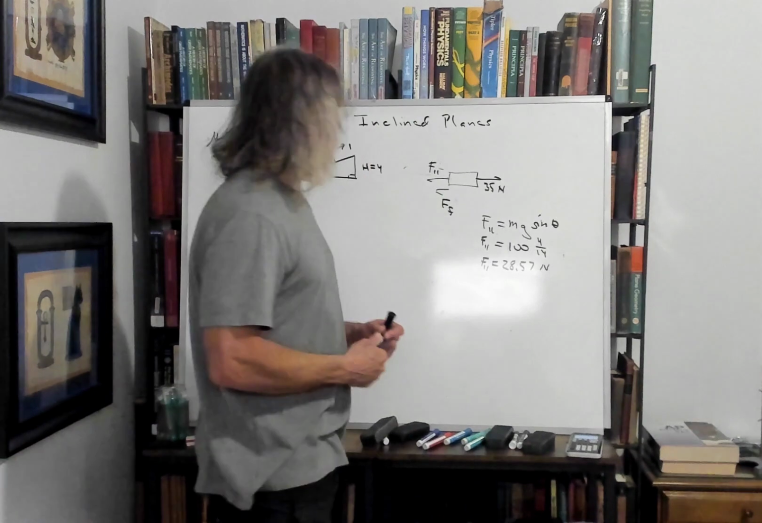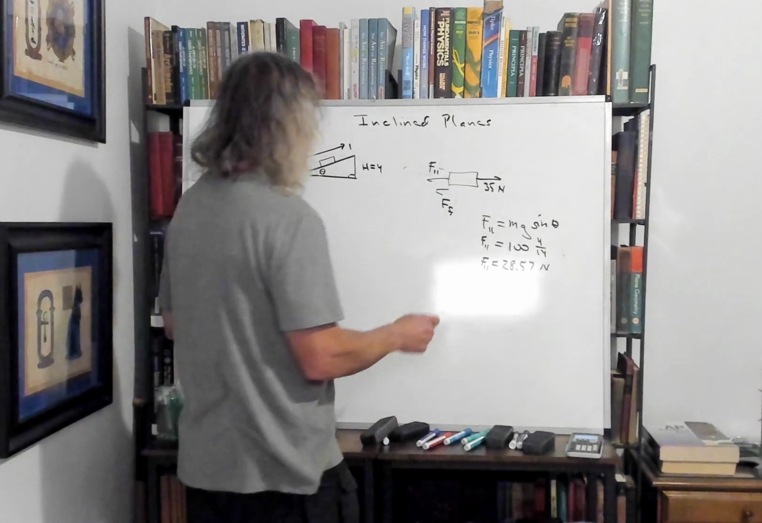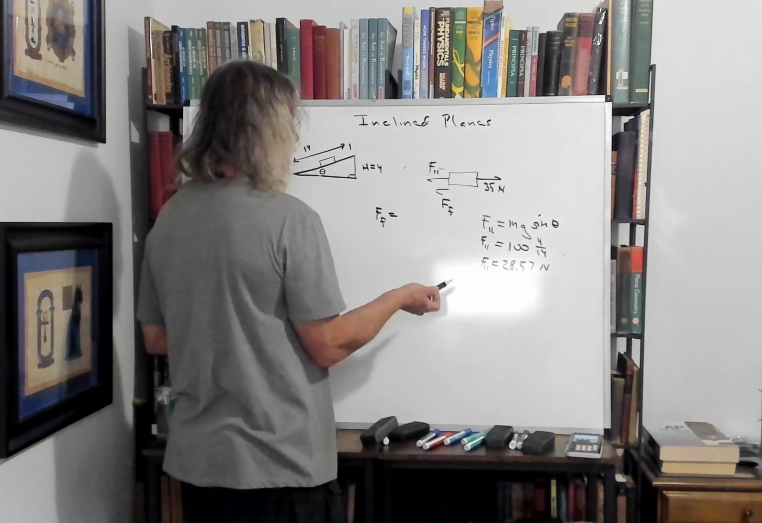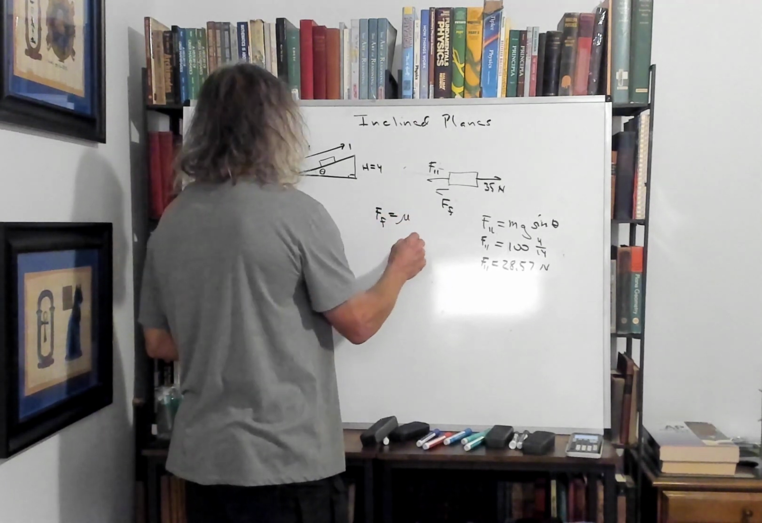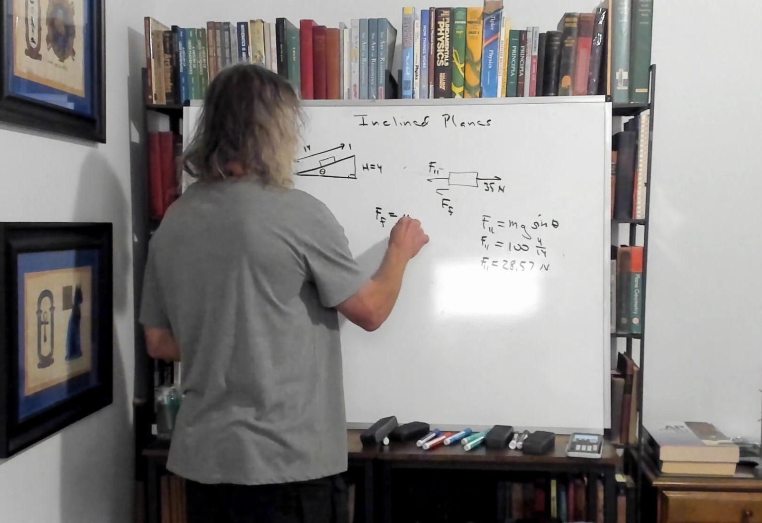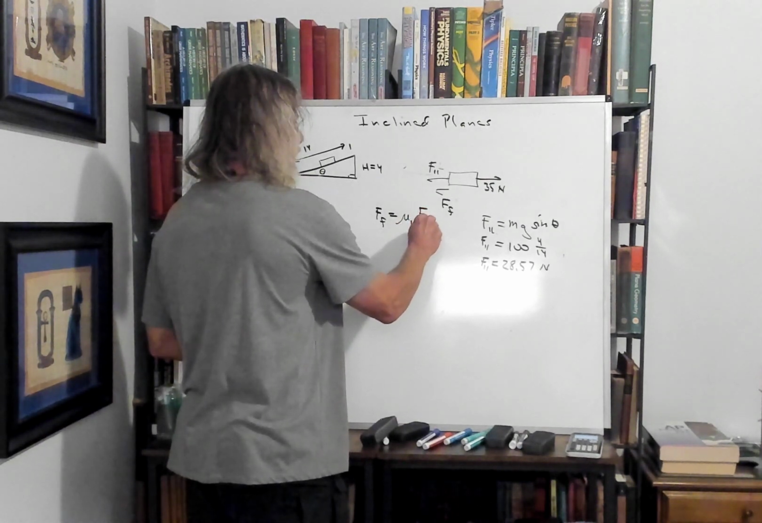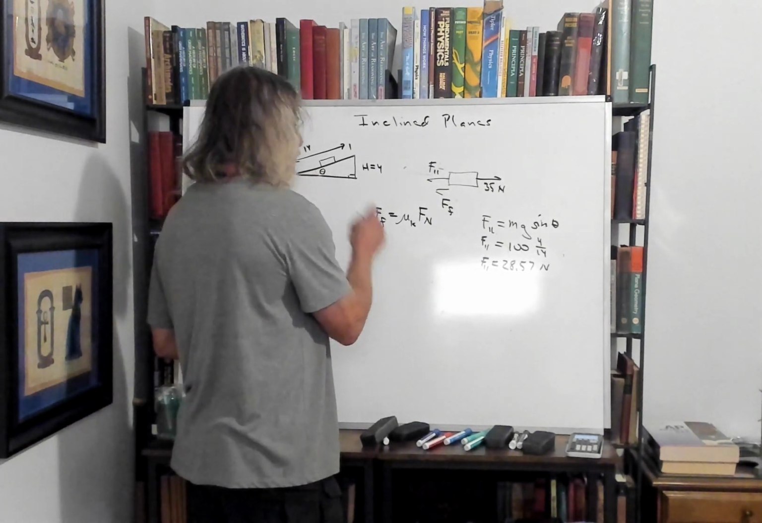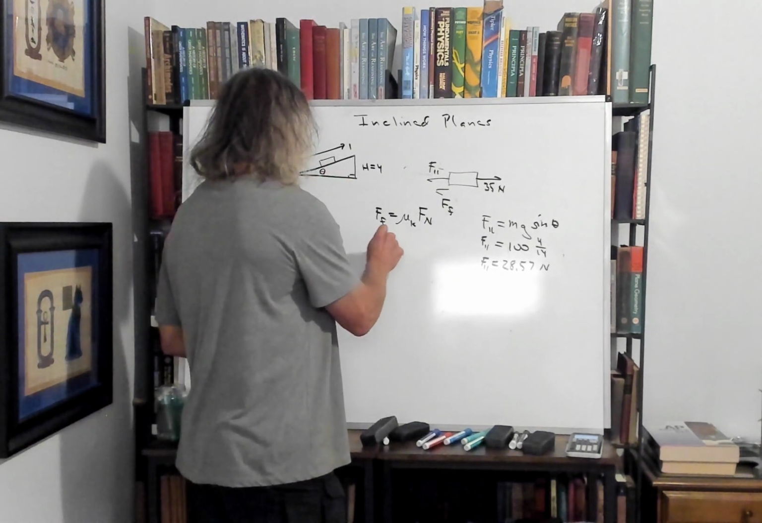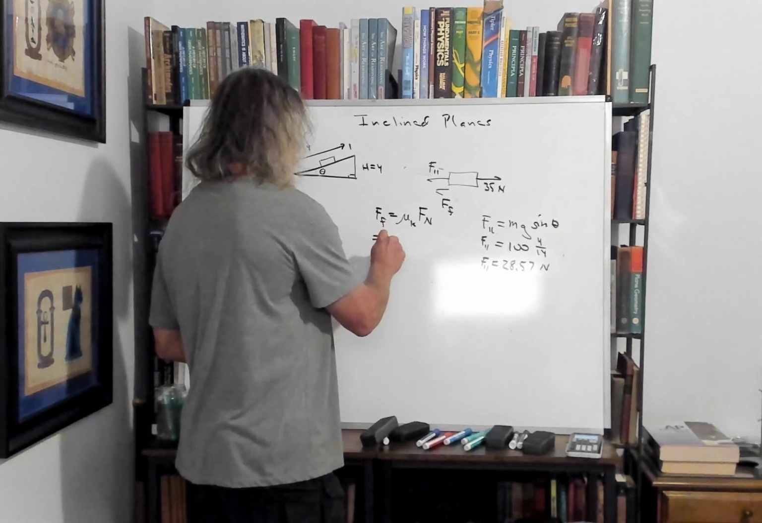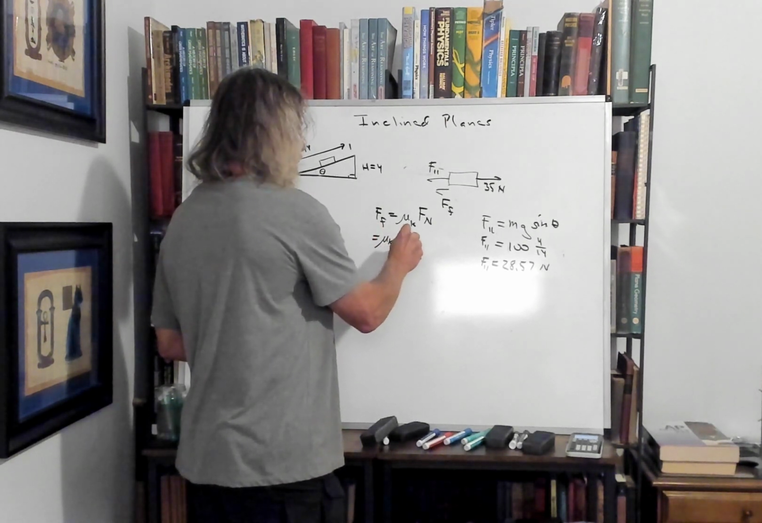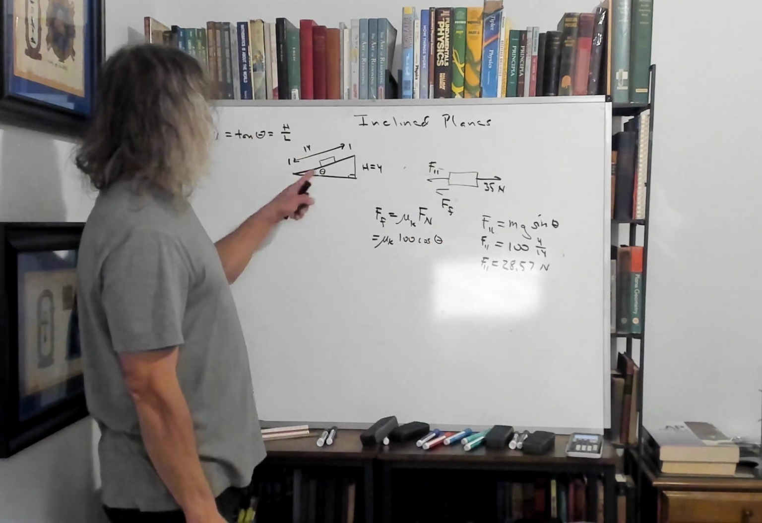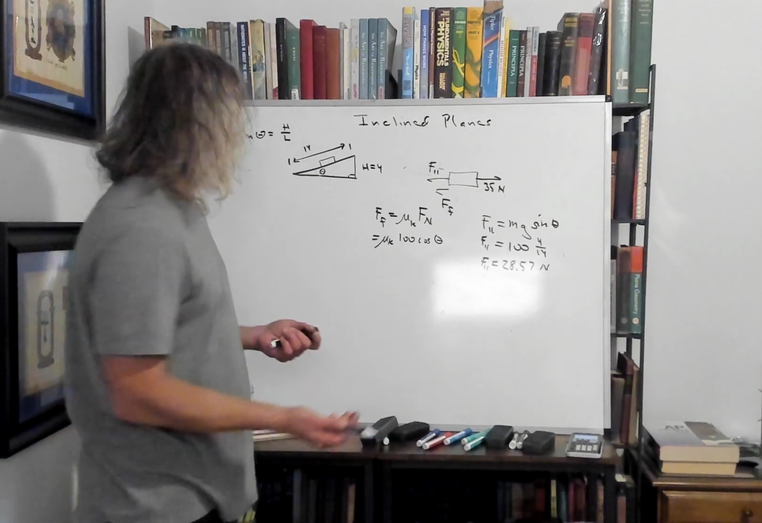Then the force of friction is mu sub k times the normal force, which is just the perpendicular component of weight. And so this will be 100 cosine theta. The cosine is adjacent over hypotenuse, Pythagorean theorem.